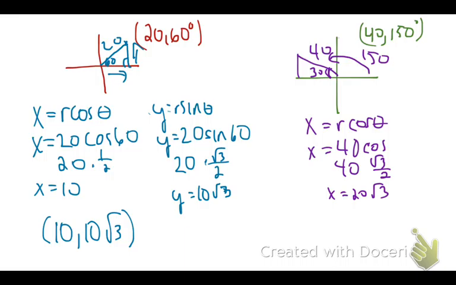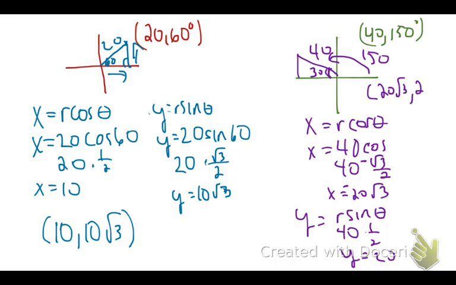Now, we are in quadrant 2. What is your value of x in quadrant 2? Negative. So you have to make sure that you have, actually, I think I did, this was negative up here, wasn't it? So we'll carry that over. And then real quick, our y is r times our sine of theta. So again, 40 times your sine of 30, 1/2. Would just be what? 20. So your ordered pair in xy is your 20 square root of 3, comma 20.